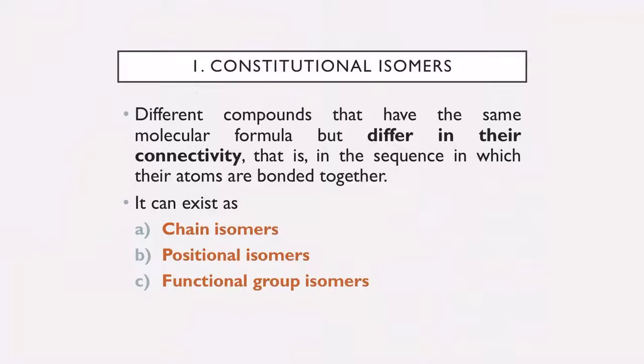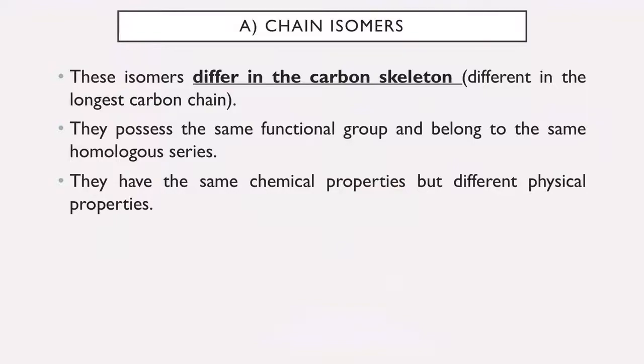So, first of all, let's look at structural isomerism, also known as constitutional isomerism. They are isomers that differ in their connectivity. That means how you connect your atoms, okay, your bonds together. So it is the sequence in which your atoms are bonded together, okay? Yang mana dulu? Okay. So you have three: chain, positional dengan functional. So let's first look at chain.